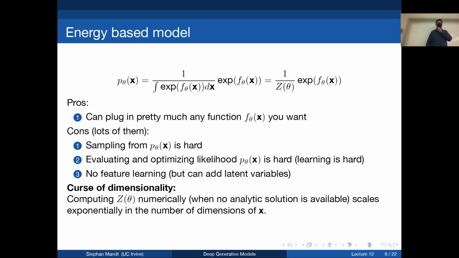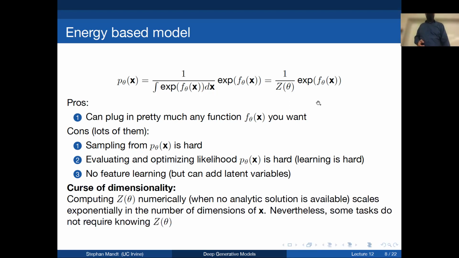Now, one idea might be, can't we just compute the normalization constant numerically? Aren't we pretty good at numerical integration? And the answer is, yeah, maybe if it's 5-dimensional or 10-dimensional, you might still be able to use numerics to do that integration. But here we're talking about million dimensions. So analytical integration, even numerical integration, is simply out of the question in these really high-dimensional spaces. However, the good news is that some tasks don't actually require knowing that normalization constant z. And this is exactly what we'll exploit when it comes to training these models.